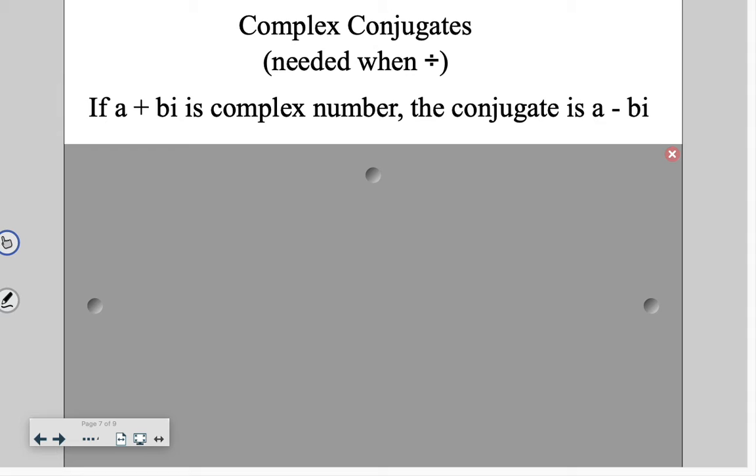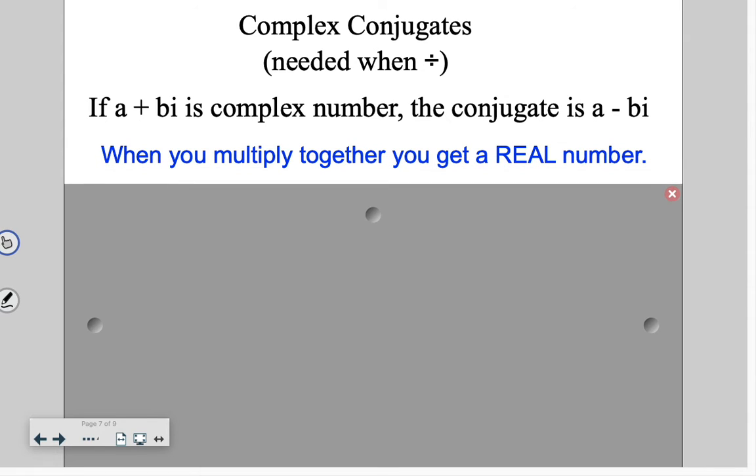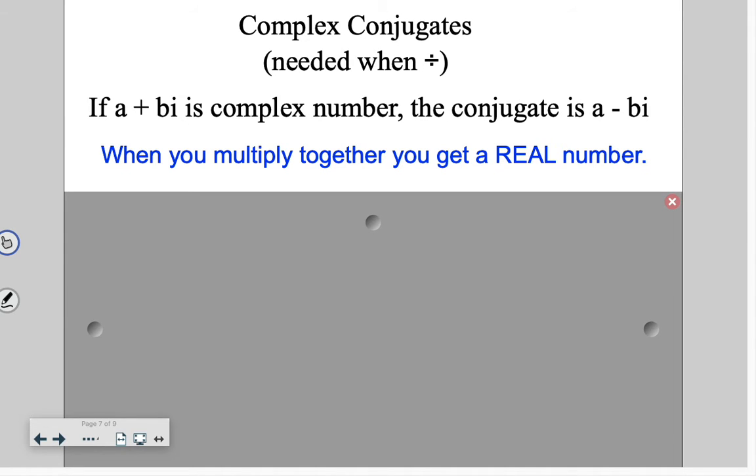And the reason why this is a special case is because when you multiply something by its conjugate, you actually end up with a real number. Okay? When you multiply a complex number by its conjugate, you don't end up with a complex number like we just saw. You actually end up with a real number as an answer. And again, I'll give you an example of that as well.